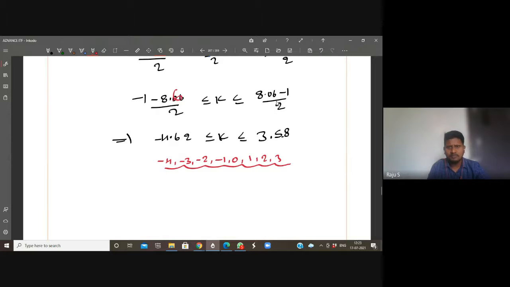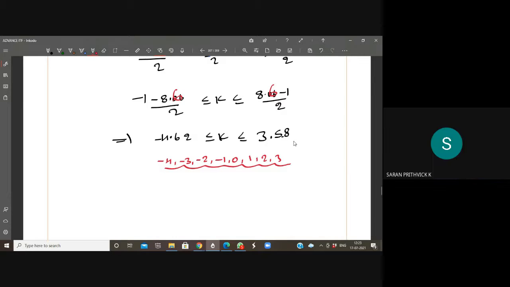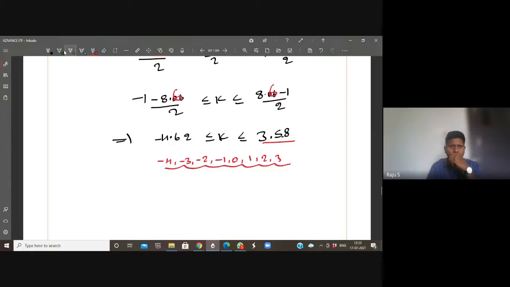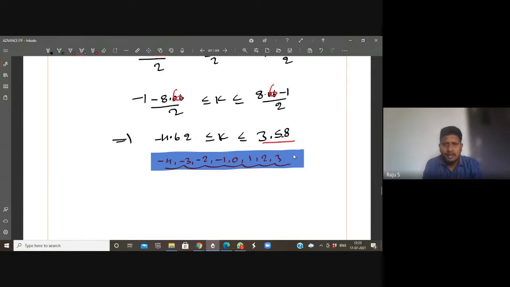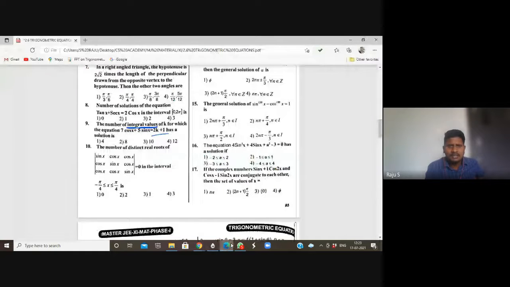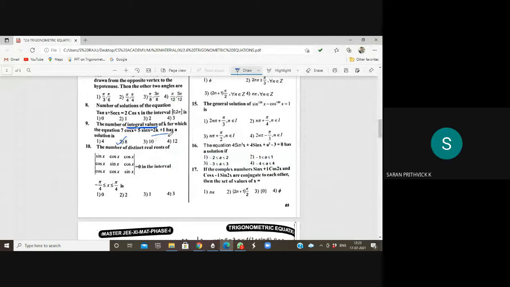Root 74 is 8.06. Okay, students, almost I think we are getting 4 point something. Okay, 4.8 something. We don't care about that value. It may be 6.2 or 6.3. We can consider only integral values. So what is the answer then? How many integers? Yes, 8.